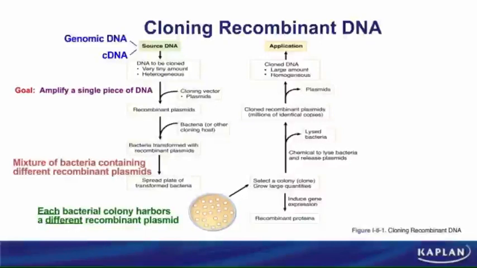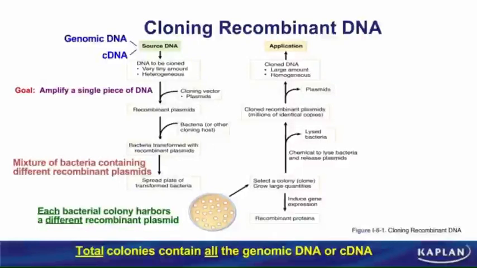That colony might have the insulin gene. Another colony may have the alpha globin gene. Another colony may have the beta globin gene. And importantly, on that dish of agar, the total colonies on that dish contain all of the genomic DNA or cDNA that came from the top of the figure as the source of the gene, the source of the DNA. But on that dish, the total colonies contain all of the genomic DNA, and that's what's referred to as a DNA library. Either a genomic DNA library or a cDNA library.